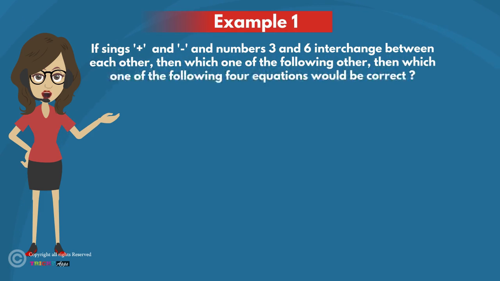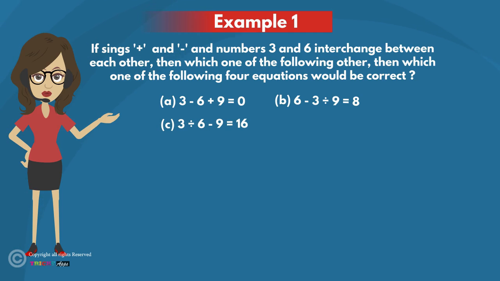If signs plus and minus and numbers 3 and 6 interchange between each other, then which of the following 4 equations would be correct? A. 3 minus 6 plus 9 is equal to 0. B. 6 minus 3 divided by 9 is 8. C. 3 divided by 6 minus 9 is 16. And D. 6 divided by 3 minus 9 is 24. Let us see the solution.